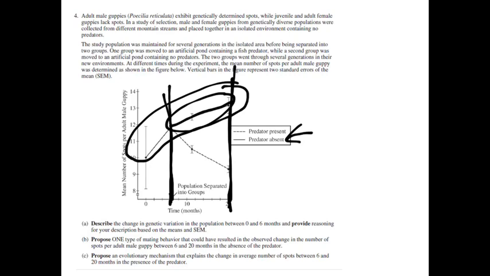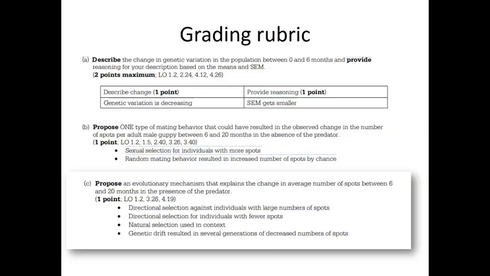So what we want to say for B, propose one type of mating behavior that could have resulted in the observed change in the number of spots. So let's go back to the rubric. All right, and the rubric for part B says, most importantly, the number of spots probably went up due to sexual selection. Females are attracted to males with more spots. So saying that sexual selection for increased spots is happening. You might have also explained this by saying that random mating, that the number of spots increased essentially due to genetic drift, due to chance. Either one of those would have been appropriate answers. Sexual selection is probably the best answer on part B.